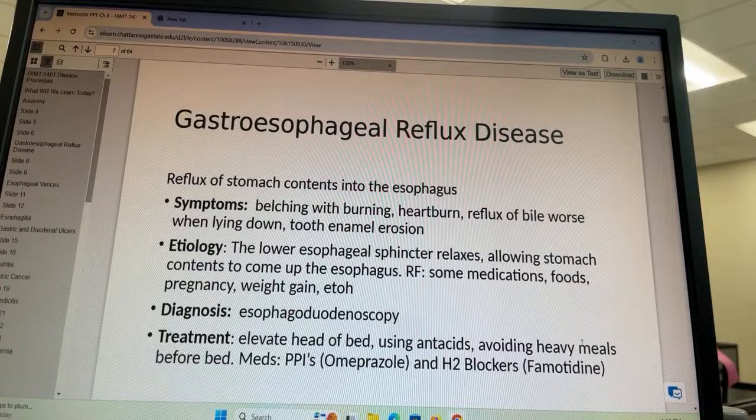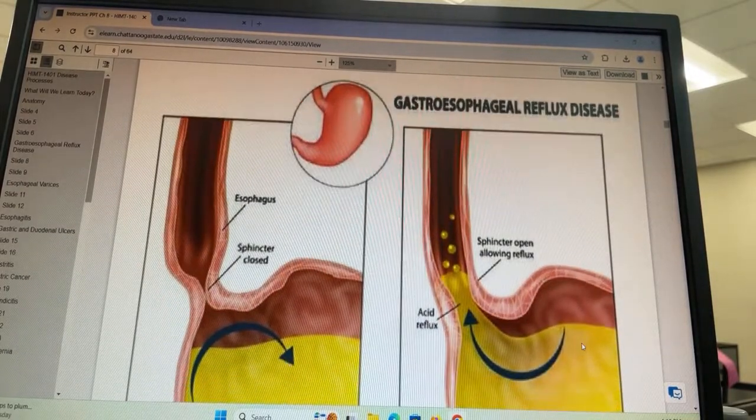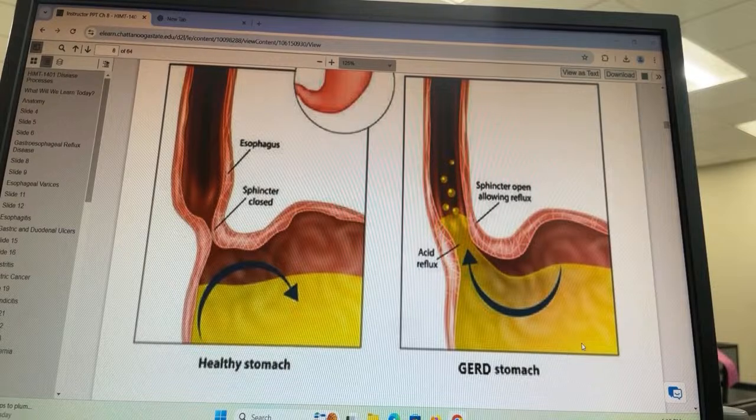All right, here's a little picture. On the left, you can see the sphincter is closed, which is what it's supposed to do to keep the stomach acid in the stomach. And then on the right, the sphincter is loose and relaxed, which allows the stomach acid to reflux up into the esophagus.